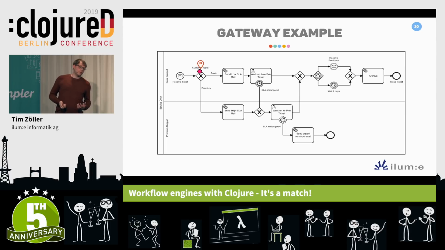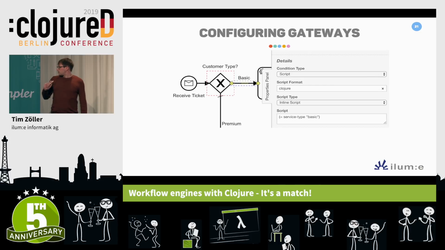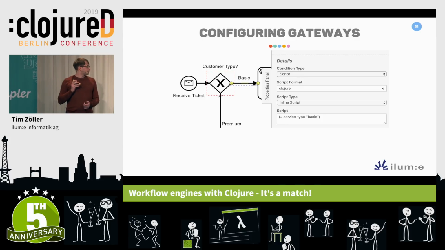Here we need to define code to tell the gateway which path to take, because it doesn't know it. It could go to the basic support or to the premium support. This code is provided in the modeler itself. You can use in this modeler every language that works as a scripting language on the JVM. So recommended by Camunda is to use JavaScript or Groovy. You could also use Ruby, or in our case, Clojure.